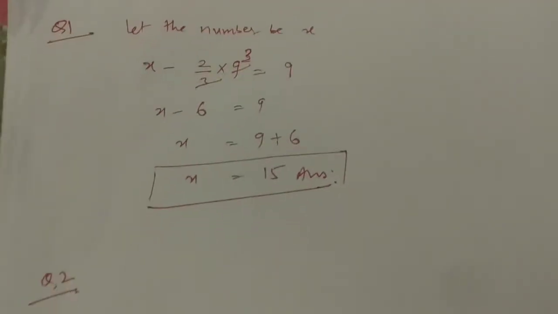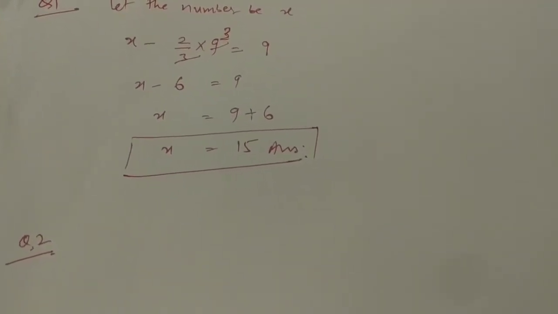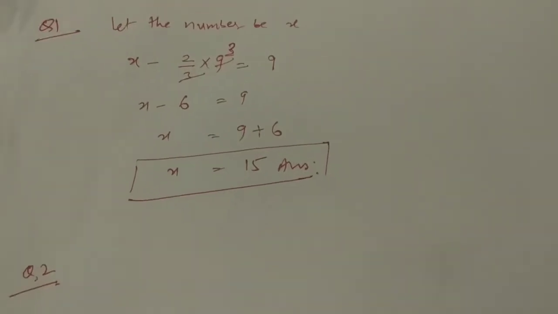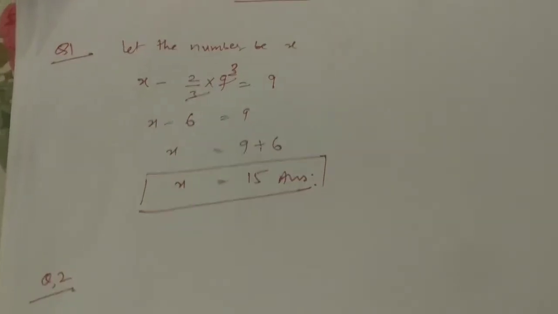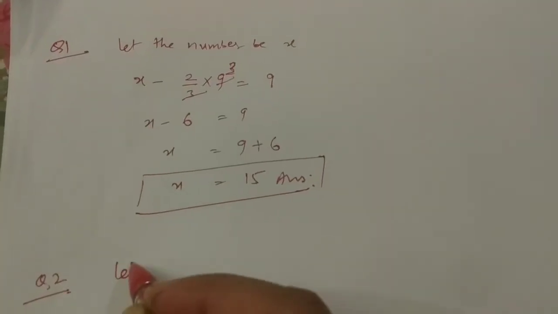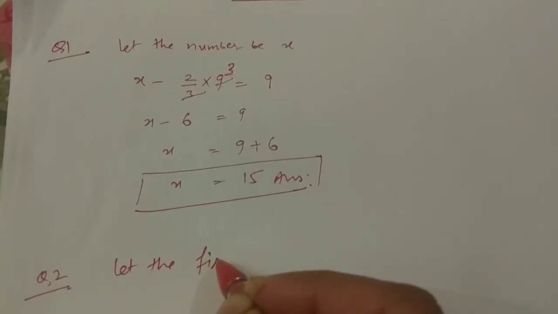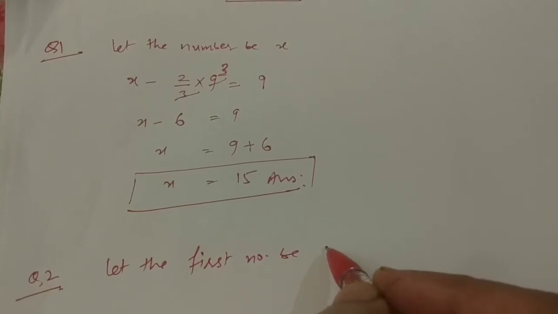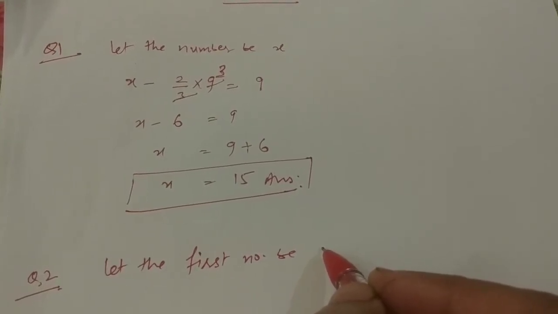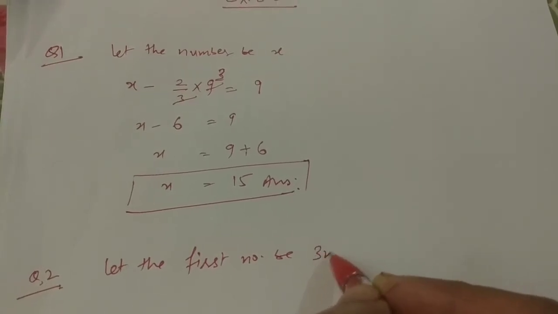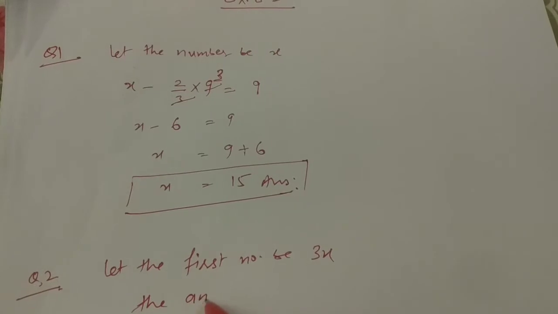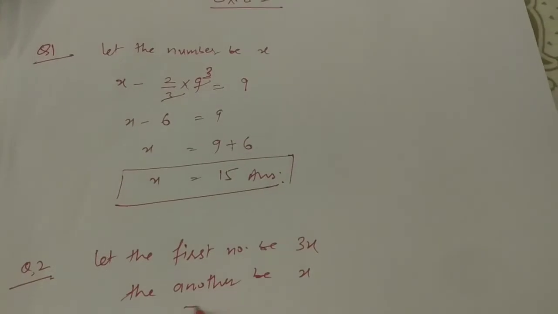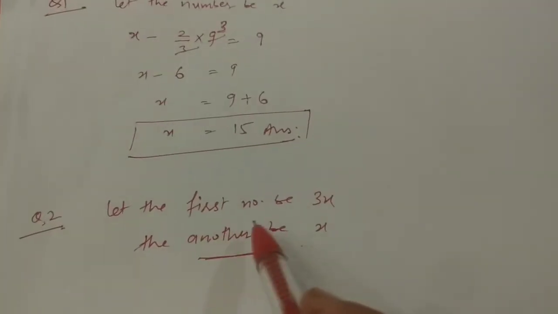The question number 2 is given as: one number is 3 times another. If the larger number is subtracted from 60, the result is 2 times the smaller number. Find the numbers. So here we will assume the first number to be 3x and the other number to be x. So first we will assume the other number be x and the first number be 3x.